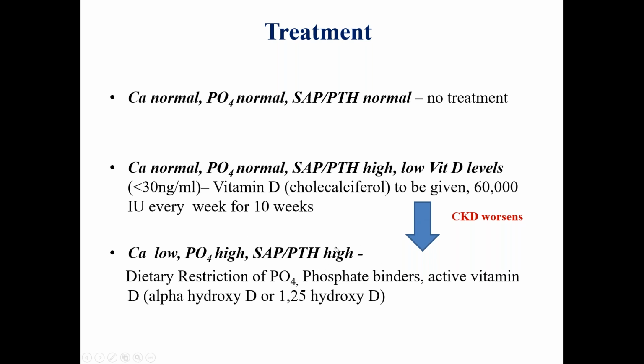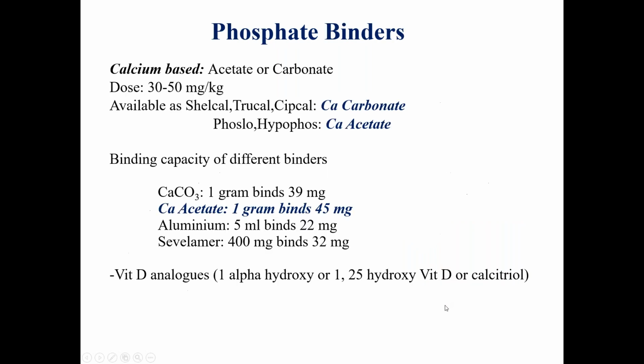Whereas if you find that your phosphates are really high, then sometimes you require dietary restriction of phosphates, and you would require phosphate binders, which are usually calcium containing binders. I'll be showing that to you in the next slide. And you would also require some active form of vitamin D, that is 1,25 dihydroxy D or alpha hydroxy D, to suppress your PTH, because overactivation of PTH can also lead to a lot of bony abnormalities.